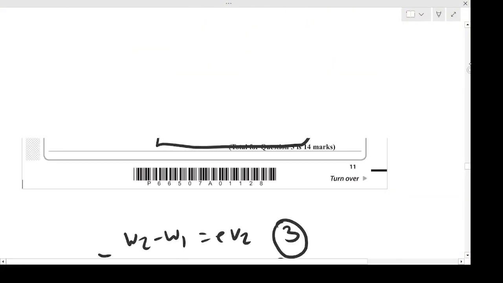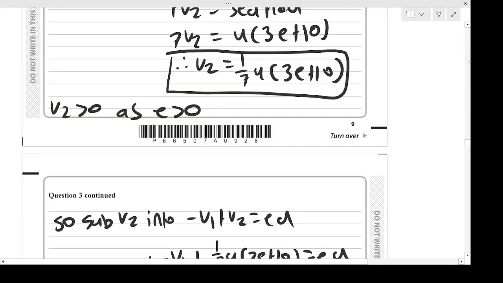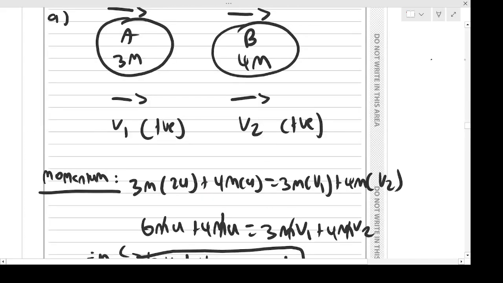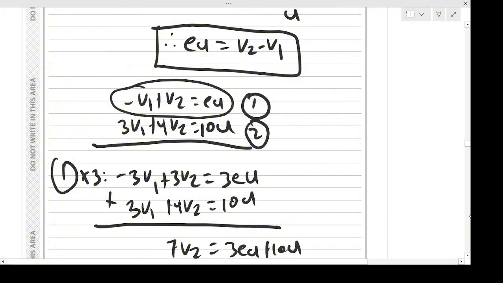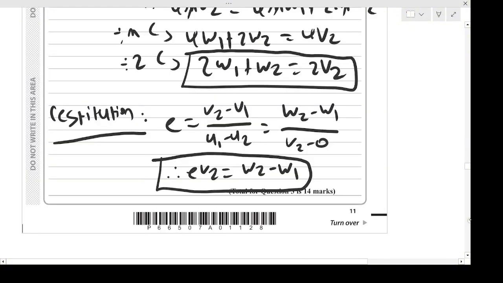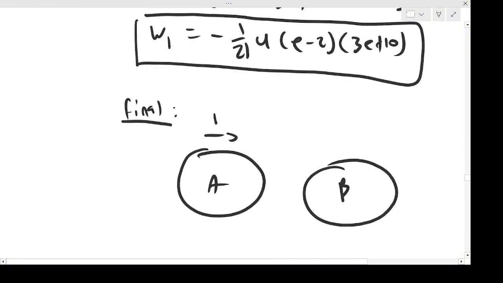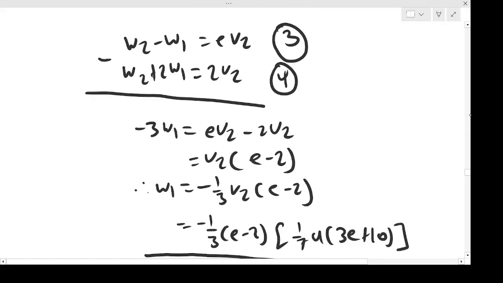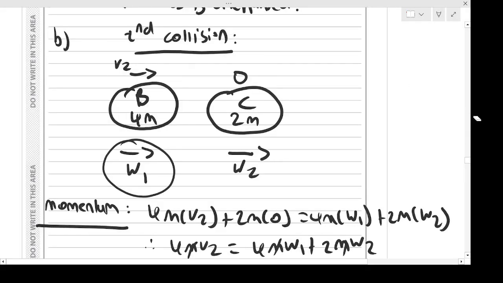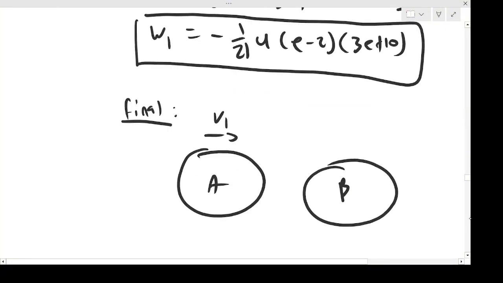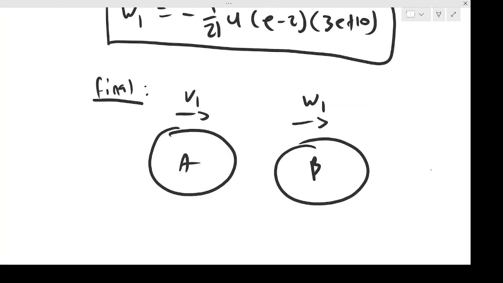So for A, what's the final velocity for A? Well, it's V1 here, after the first collision. So it's going V1 forwards, which we established is positive, and B, as we also discussed, is going forwards with W1. And there we are.